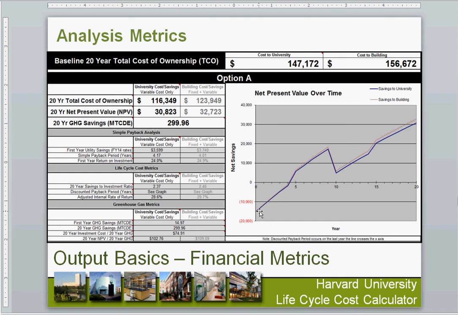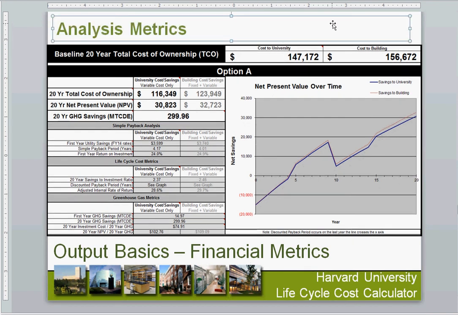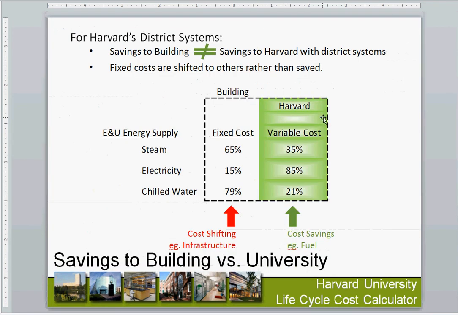When we look at approving funds for our green loan fund at Harvard, we end up requiring them to use the blue line. So they have to show a reasonable payback to the university, because it's not just to the building. A little complex, I know, but it has some important implications.